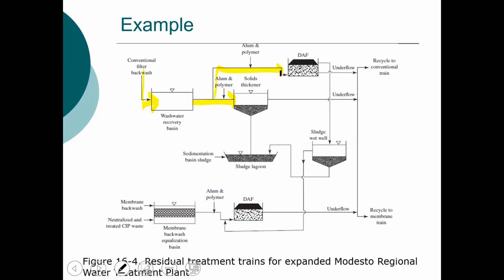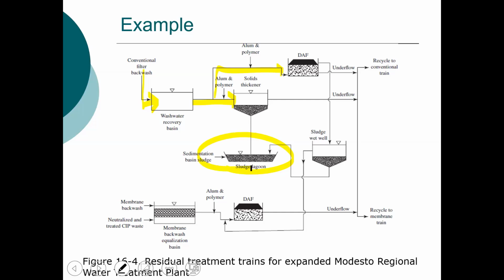It's the opposite. You're adding dissolved air, causing those solids to float to the surface. And then you capture the material that's floating on the surface, and that has a higher solids content, lower water content. Okay? And ultimately, they have a sludge lagoon.